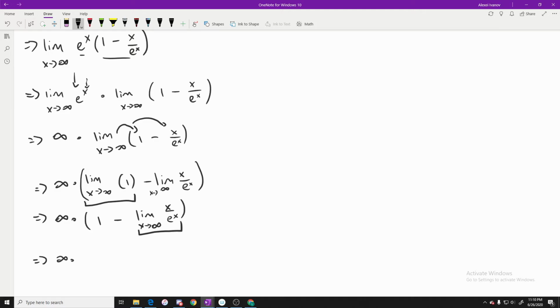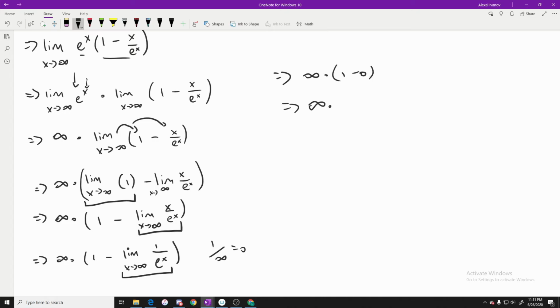We're going to get infinity times 1 minus the limit as x approaches infinity. The derivative of x is just going to be 1, and the derivative of e to the x is just going to be e to the x. And now we can see that we no longer have indeterminate form because we're going to have something in the form of 1 over infinity, and we know that this right here is equal to 0. So this limit right here is going to equal 0. So essentially we're going to get infinity times 1 minus 0, which is equal to infinity times 1, and then this is equal to infinity.